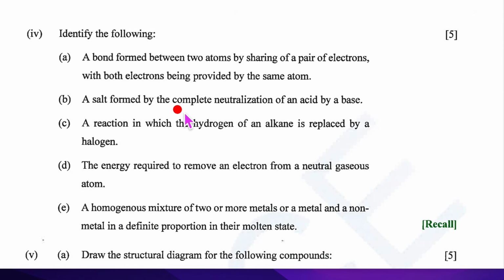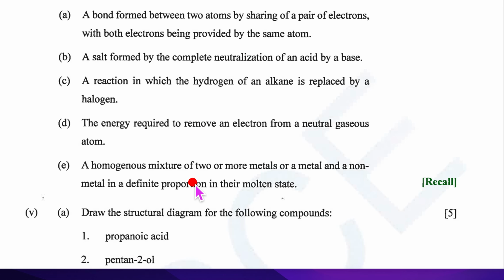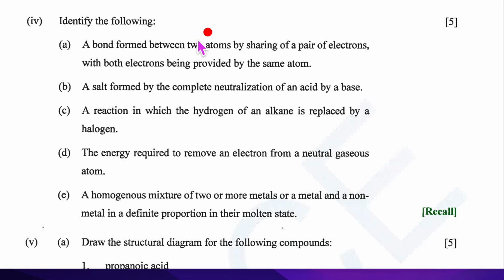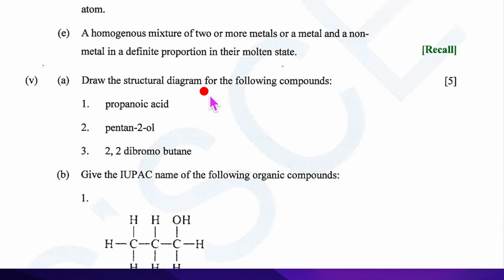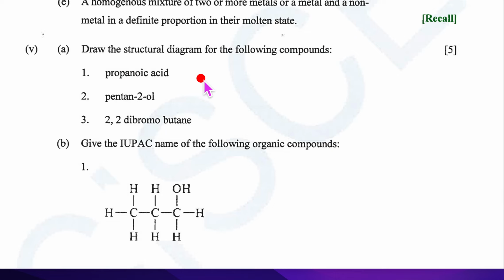Identify, mostly these are the definitions. Can you see that? These are all definitions. Organic chemistry is there, the bonding is there. Can you see this is acid, base, salt? These ones are all definitions. They will not ask you directly, they will ask you to identify. Look at the structural diagram. Propanoic acid: prop means 3 carbons, oic acid means COOH group.